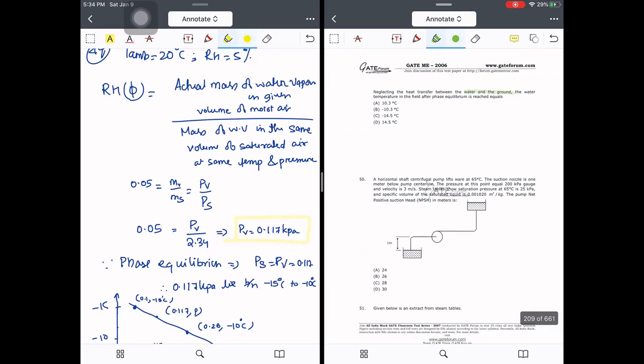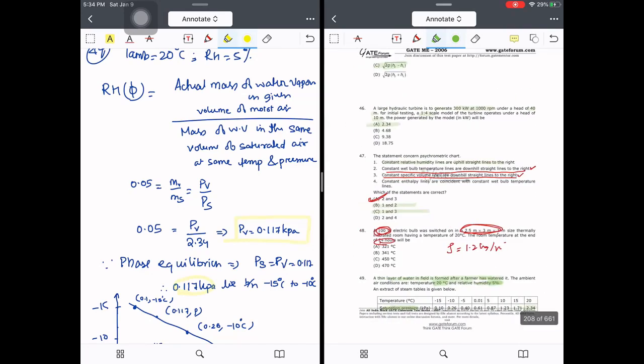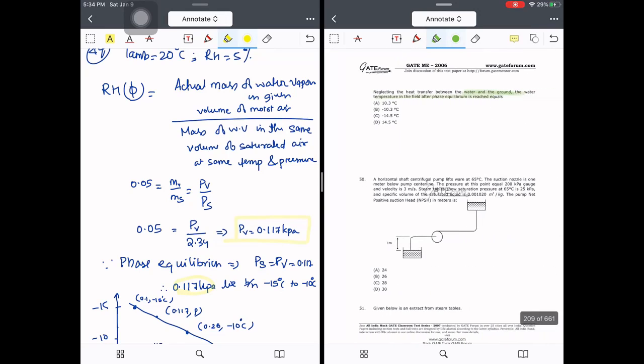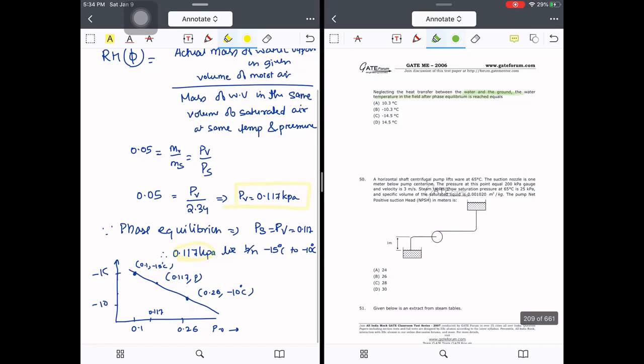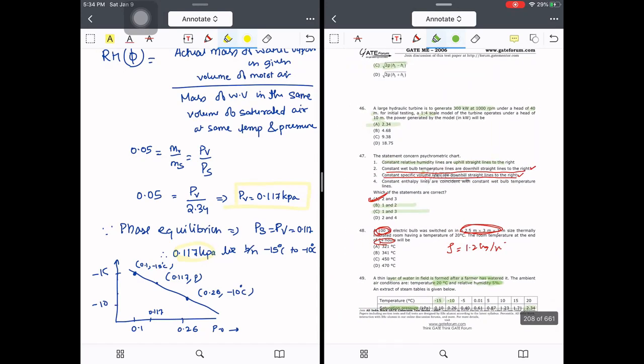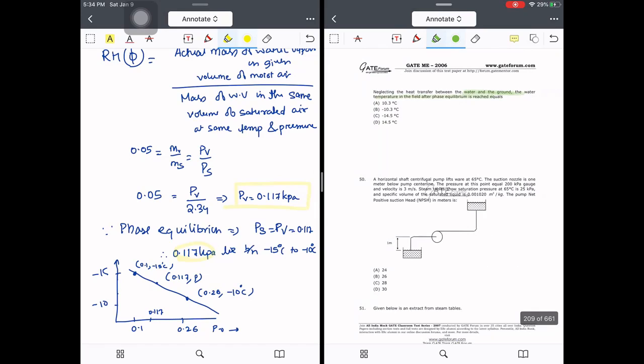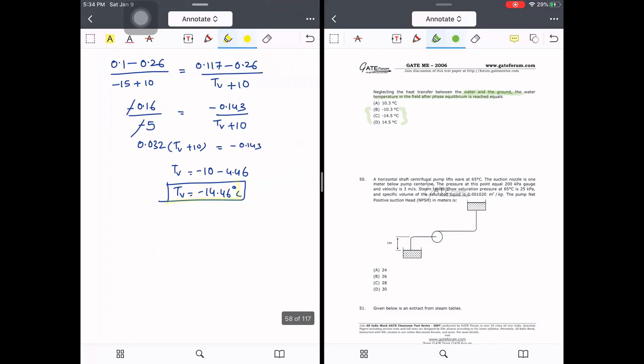Now, phase equilibrium means the thin layer of water is formed in the field. In the second statement they neglect the heat transfer between the water and the ground. The water temperature in the field after phase equilibrium has been reached means saturation pressure has been reached, so saturation pressure is equal to vapor pressure. That means 0.117. If I look at the graph, where can 0.117 be found? It can be found between minus 15 degrees and minus 10 degrees. So using the interpolation technique, my temperature will be between minus 15 and minus 10.